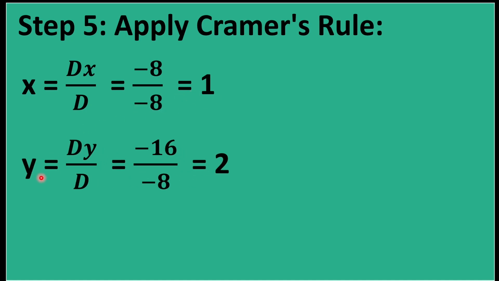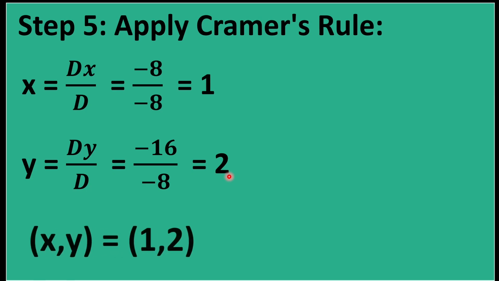And y equals Dy divided by D. We determined Dy earlier, which is minus 16, divided by D, that is minus 8, which is equal to 2. So finally the solution of our linear equations is x, y equal to 1, 2. This was the answer to the given question, and this was Cramer's rule, which is very easy.